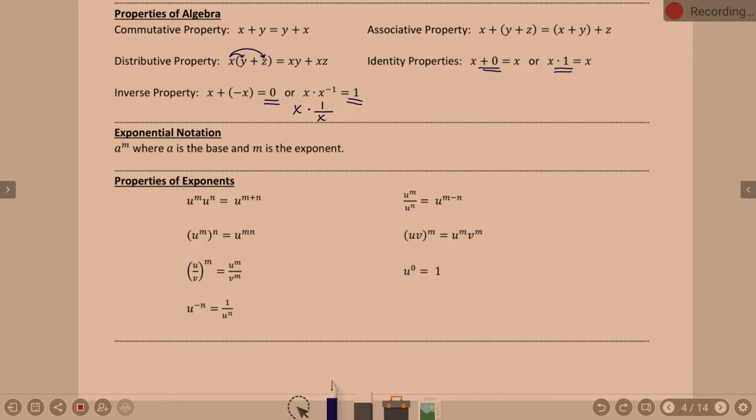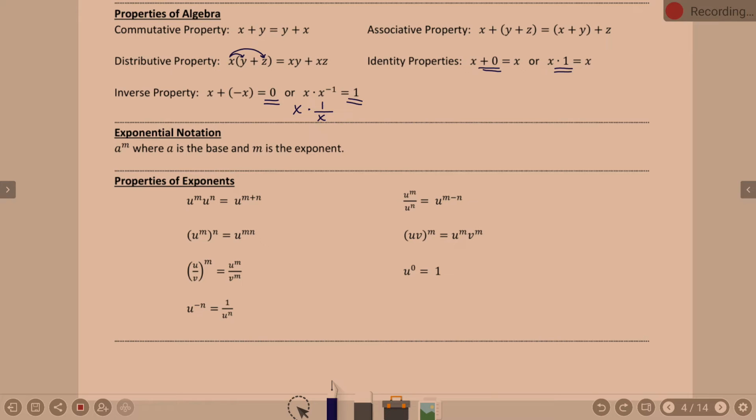What happens when you're multiplying and the bases are the same? Keep the base, and the shortcut is to add the exponents. When you're dividing and the bases are the same, keep the base and subtract the exponents, right? Now, what if we have a power raised to a power? Keep the base, of course. Power raised to a power, well, that's when you're going to multiply. As opposed to up here, there were 2 separate bases.